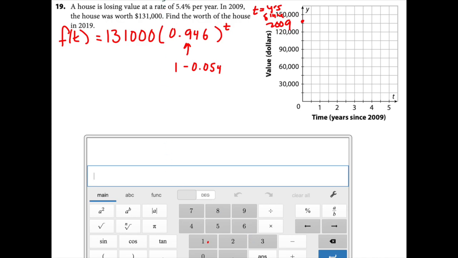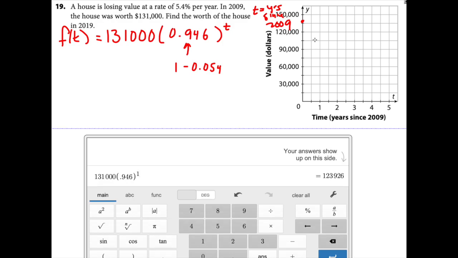I've got to remember that I've got to get off pen mode. Sometimes I forget to get off pen mode. So here we go. 131,000 times 0.946 to the power of 1. If I do that, that tells me after year 1, I'm at 123,926. So here I am, and that's going to be tough to graph. We'll see what we got.